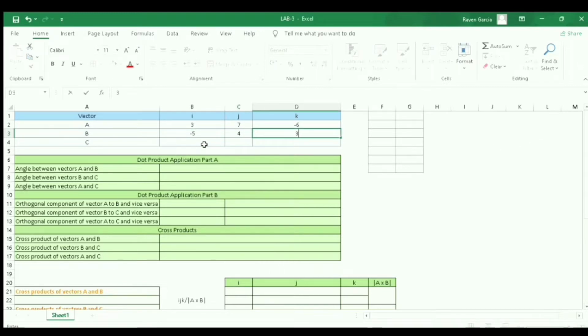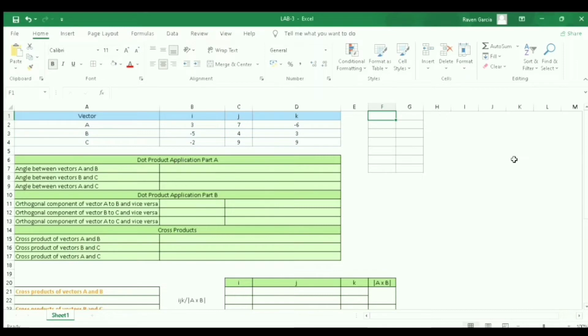Let's proceed at row 4. At row 4, column B, input negative 2. At row 4, column C, input 9. At row 4, column D, input 9. Let's do the formula. We set apart the column for the formula so we can identify it clearly. At row 1, column F, input A times B. At row 2, column F, input B times C. At row 3, column F, input A times C.